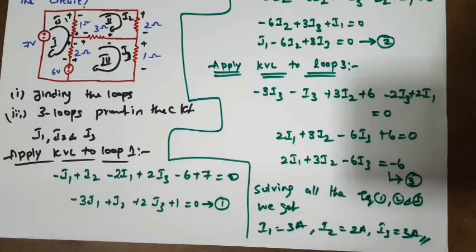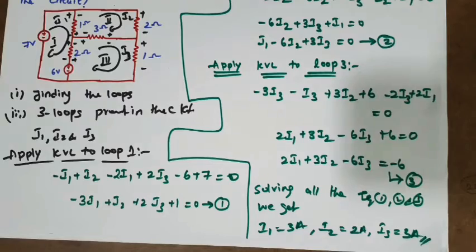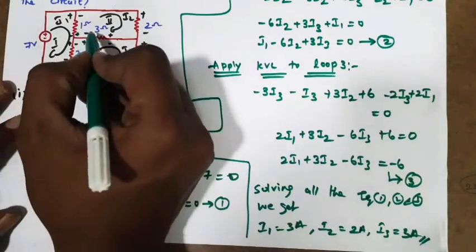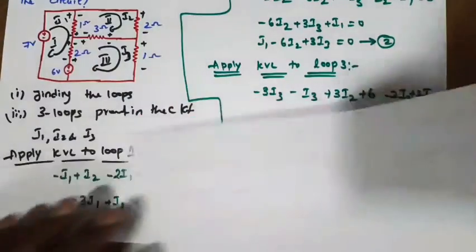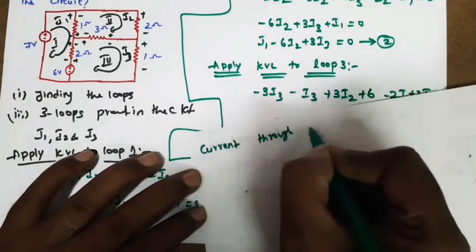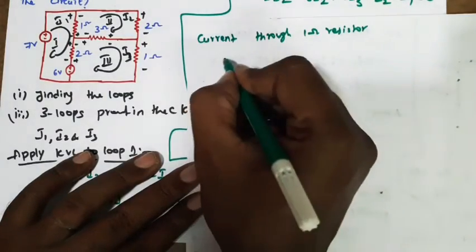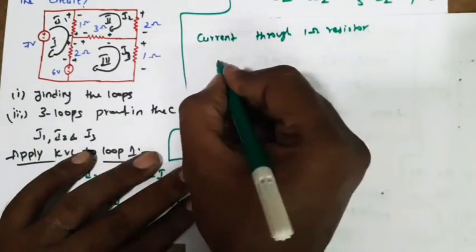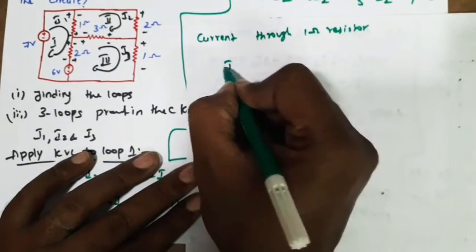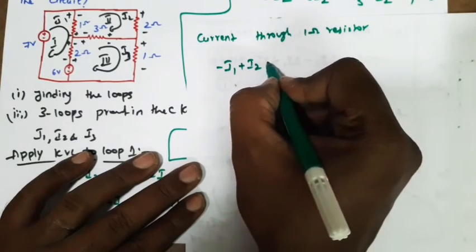Now we are going to find the current through the respective branches. For finding that, let us see what is the current through the 1 ohm resistor. So see, in case of loop 1, the 1 ohm current is minus I1 plus I2.